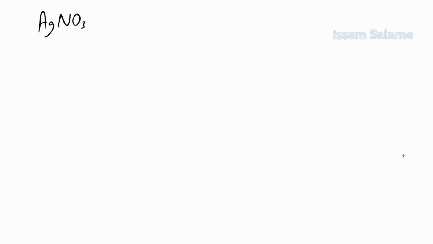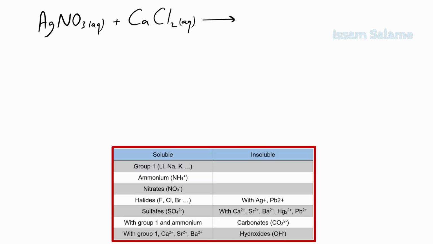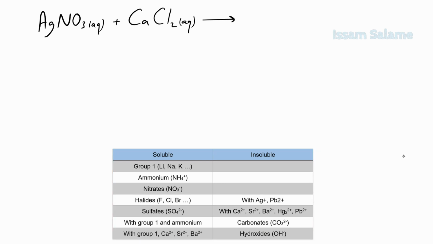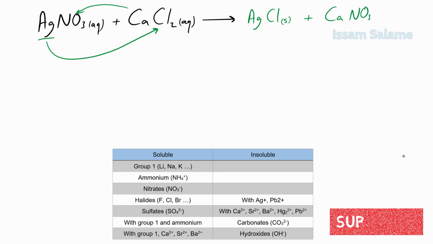Let's have another example, the reaction of silver nitrate with calcium chloride. This is also a double displacement reaction, and we need the table to predict if the products are aqueous or solid. So here silver ions are going to combine with chloride ions, while calcium ions are going to combine with nitrate ions, and the products are going to be silver chloride and calcium nitrate.